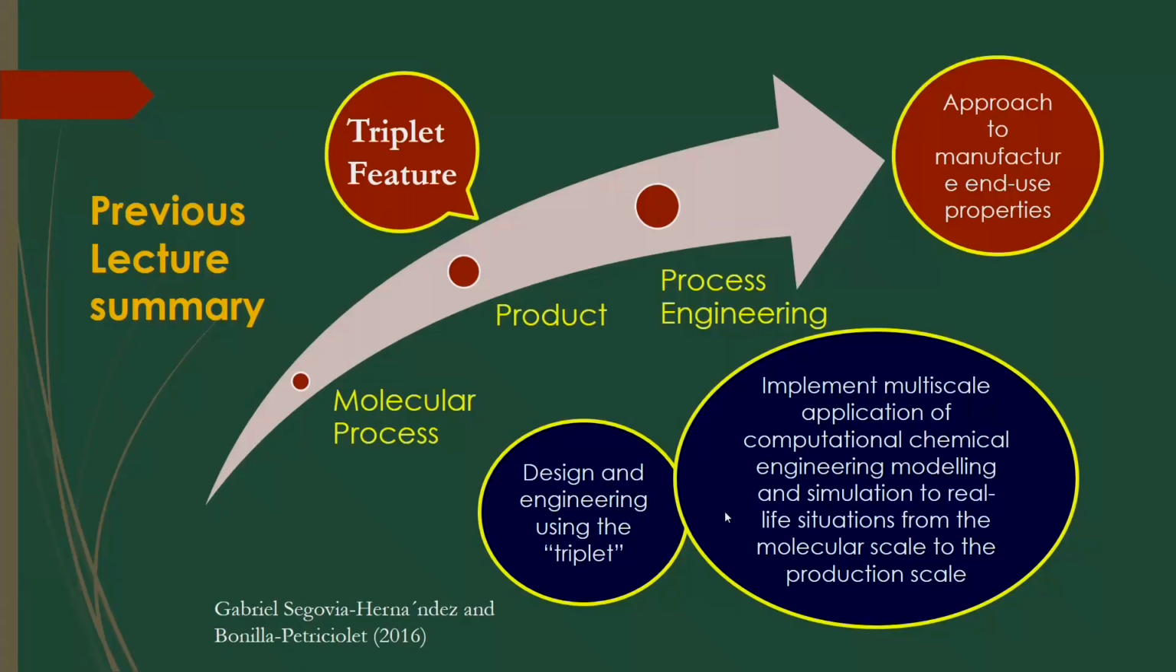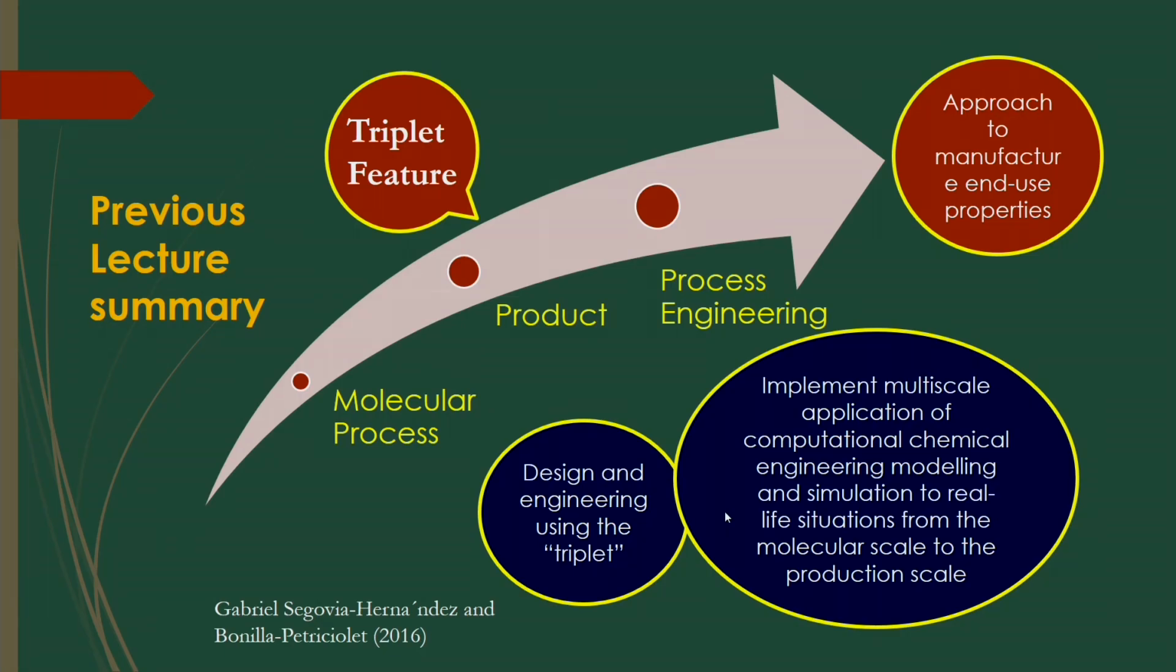Some other basic features, the most important aspects, are given by Gabriel Segovia Hernandez and Bonilla Petriciolet. They have given that the principle of process intensification depends on three main features, which they refer to as a triplet feature. They describe these features as molecular process, product and process engineering.